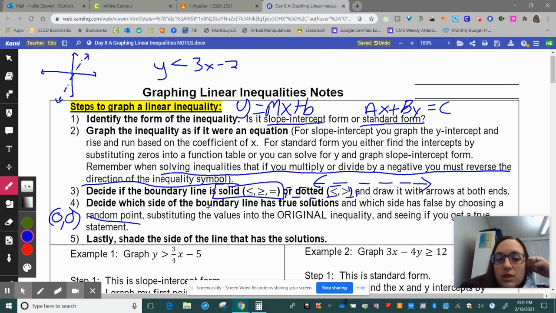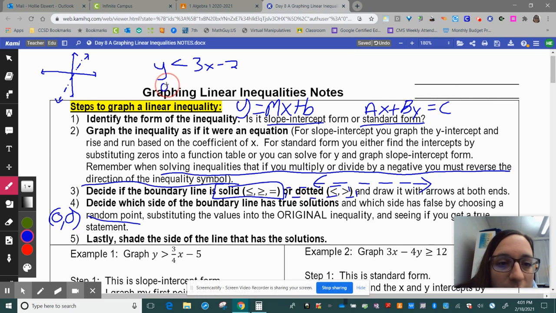And then we decide which side of the boundary has a true solution. I always say to pick 0, 0. It does say choose a random point, but no, 0, 0 is the best. We talked about this. It cancels things out. Use the 0, 0.